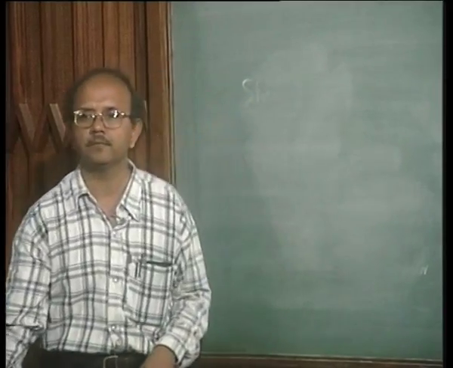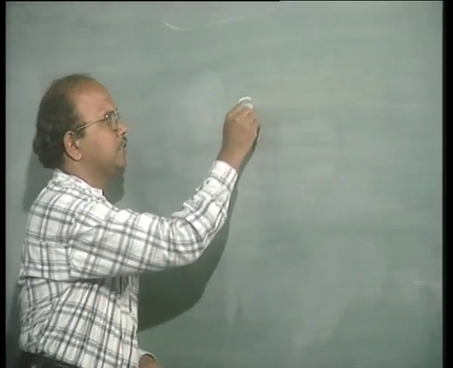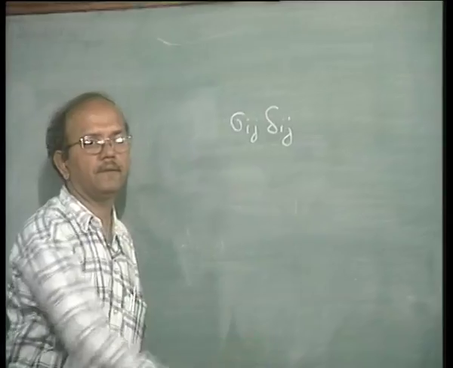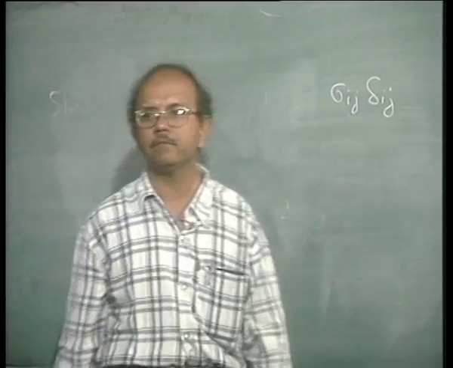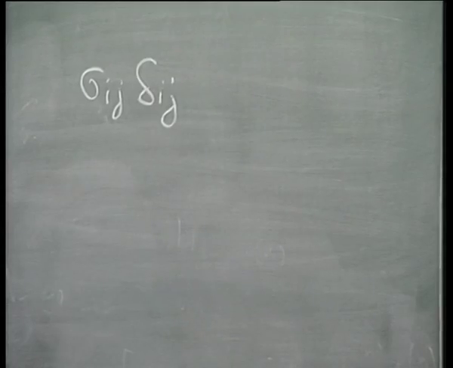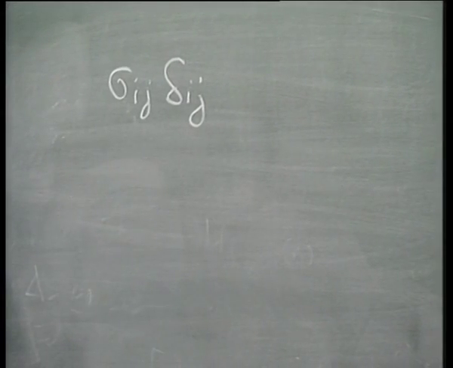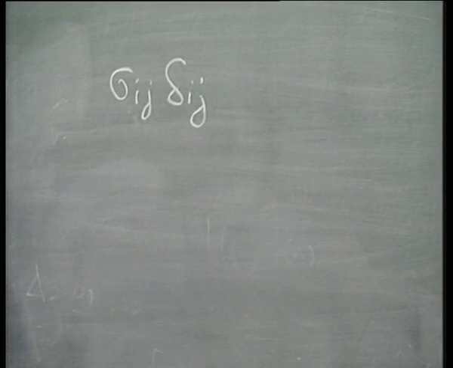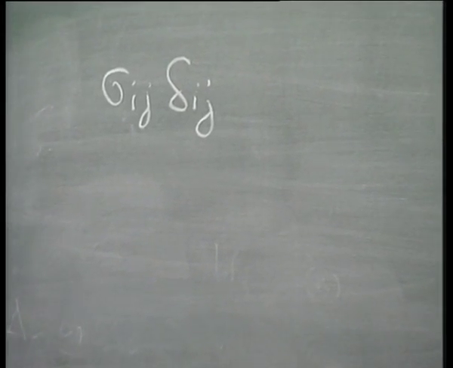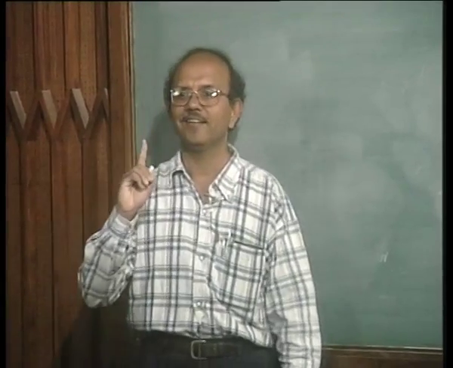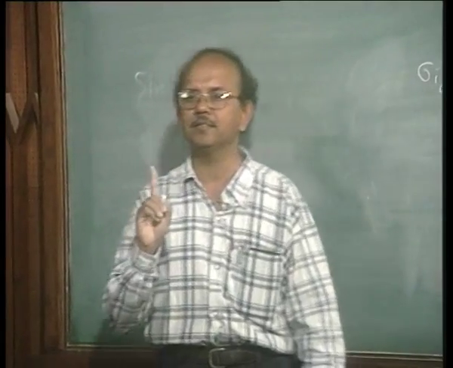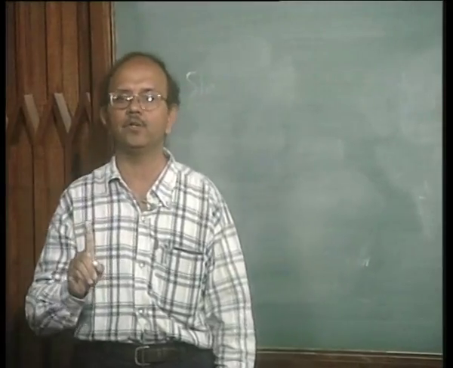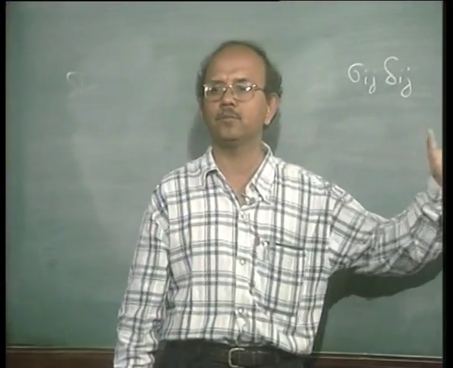Now, the first question is, what is sigma ij delta ij? Sigma ij delta ij. What is this? Is it sigma ii? Is it a diagonal matrix? No, it is a scalar. Very good. So, it is sigma 1 1 plus sigma 2 2 plus sigma 3 3.